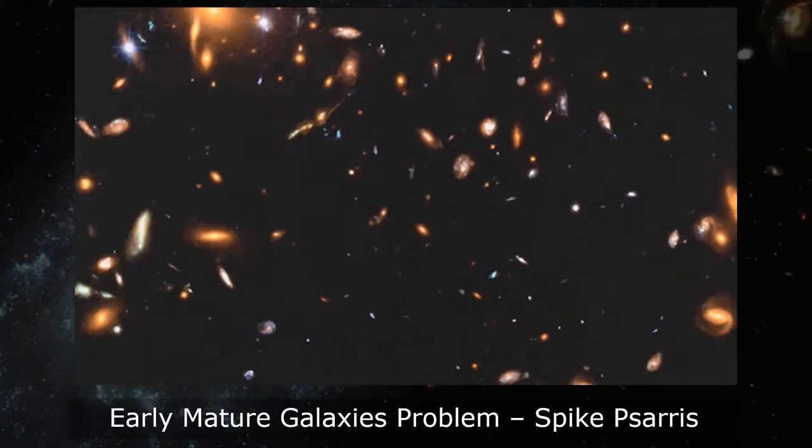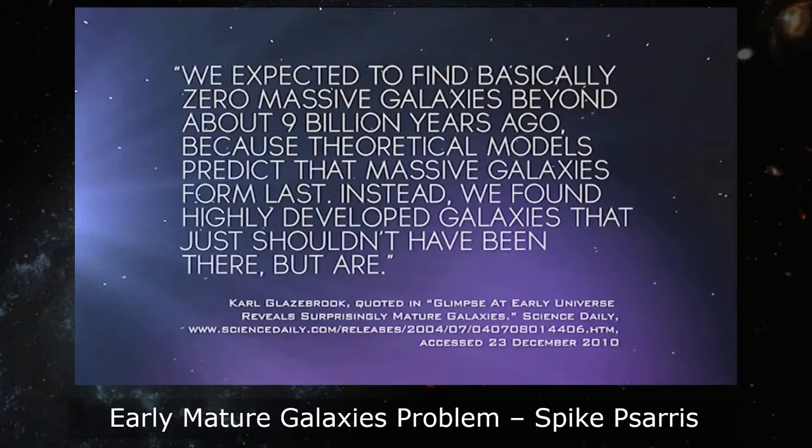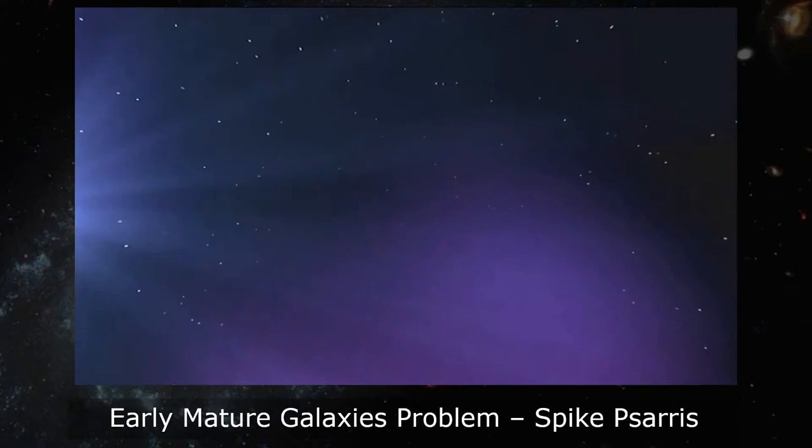The problem is that the Big Bang model predicted that only a handful of galaxies could have formed in such a short time. One secular astronomer said, "We expected to find basically zero massive galaxies beyond about 9 billion years ago, because theoretical models predict that massive galaxies form last. Instead, we found highly developed galaxies that just shouldn't have been there, but are." Another astronomer commented, "It's not quite time for theorists to panic, but we're getting there."